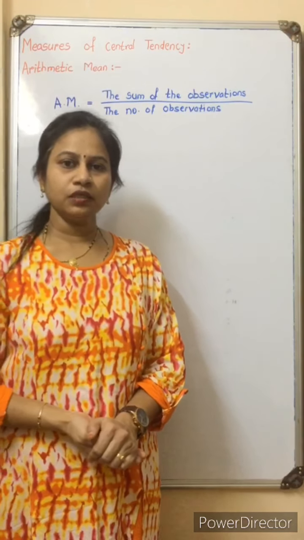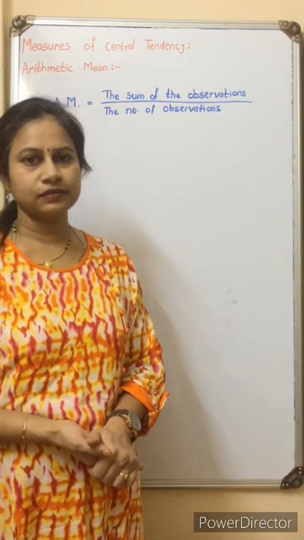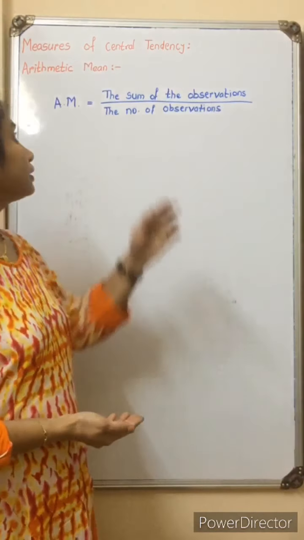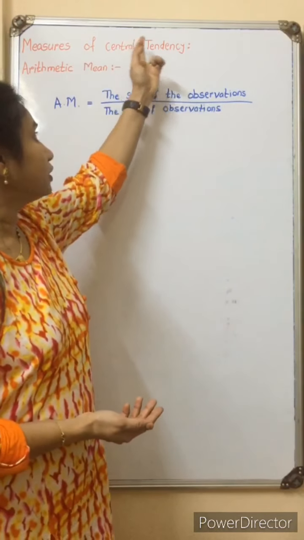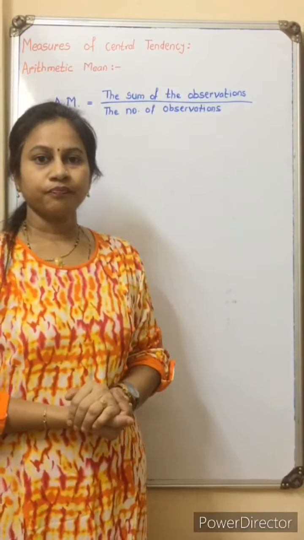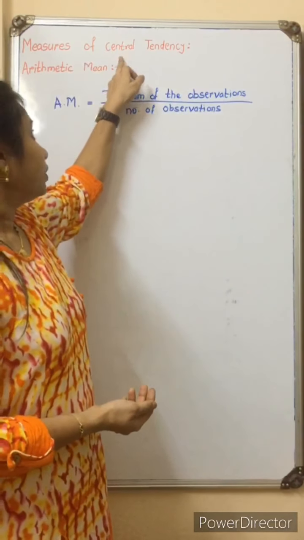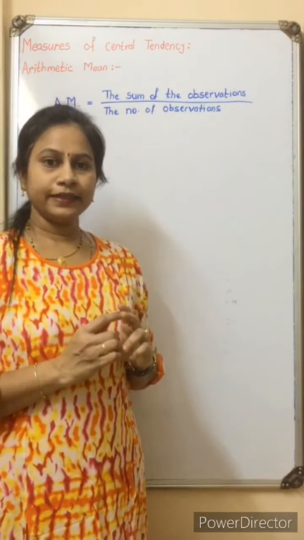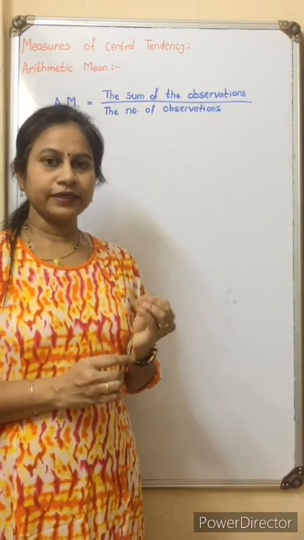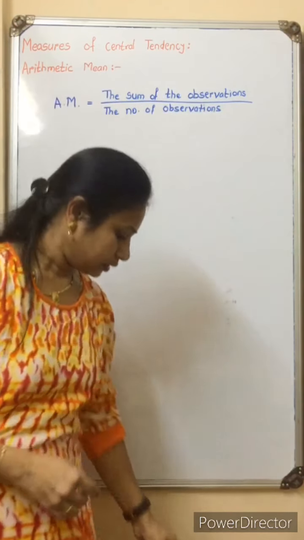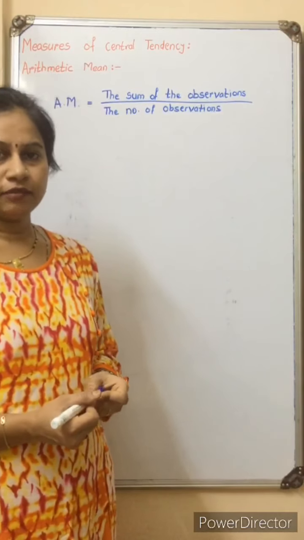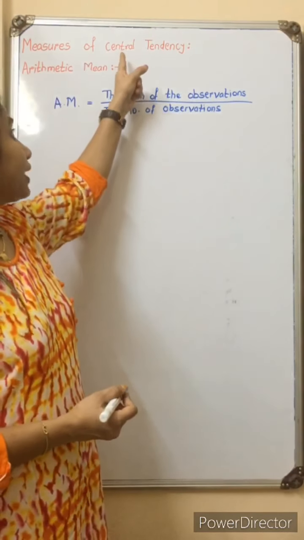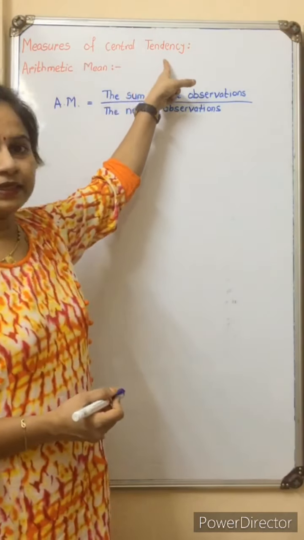Today we are going to see the measures of central tendency. So the word central tendency, what does it mean? Central means the whole data concentrated at a single point. That point we calculate, that is called central tendency.